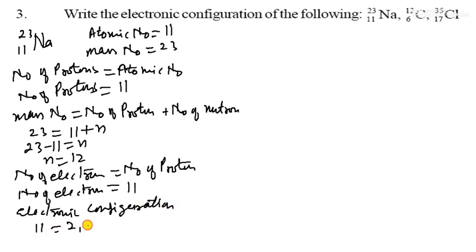What happened? It is 2, 8 and 1. That is the answer. Now come to this one, and you can draw the structure of the sodium. Now what about carbon?